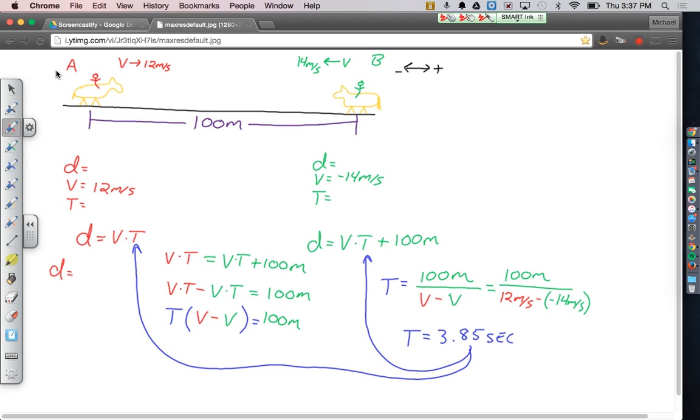d equals velocity, and his velocity was 12 meters per second, multiplied by the time we just solved for, 3.85 seconds. Almost ran out of room there, but we just had enough room to fit it in. And when I plug that in, what I end up with is how far away they will be when they collide. They will be 46.2 meters from Sir Albert. And that's where they'll be.